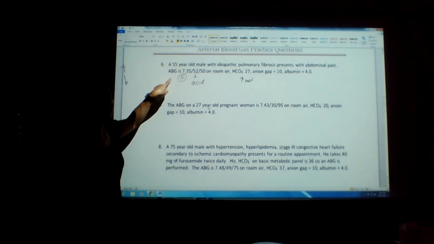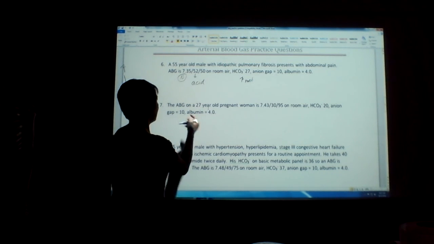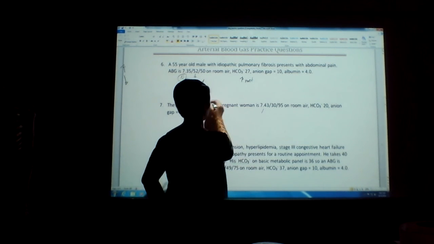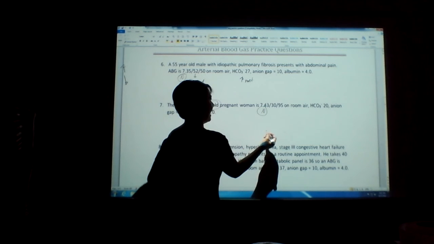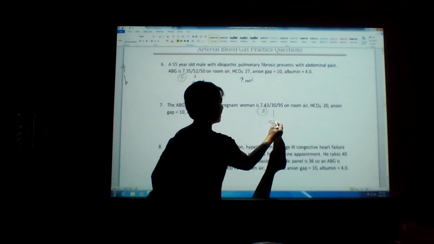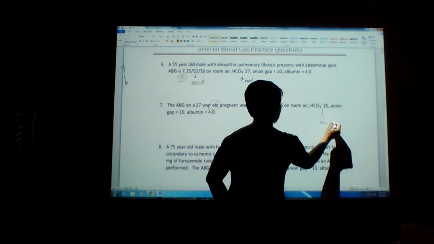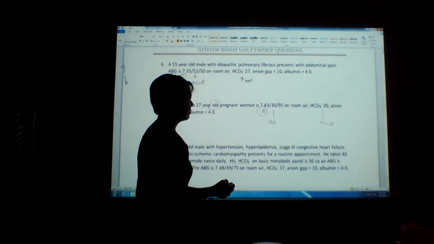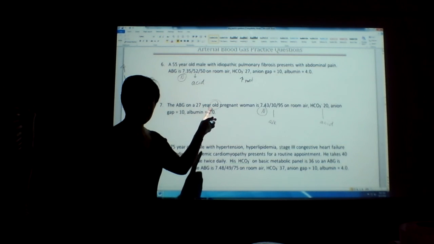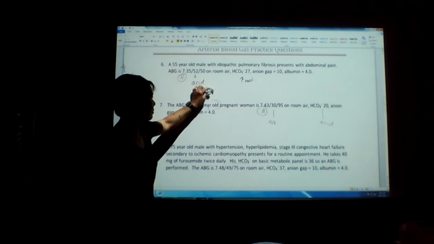Okay? Then next this one, 7.43. So, a pregnant woman. Why do they have to write old? The pH is normal. And then the PCO2 is low, so that's alkalosis. And then the bicarb is low, so that's acidosis. So the patient must have been in respiratory alkalosis compensated or metabolic acidosis compensated, depending on the condition of this one.